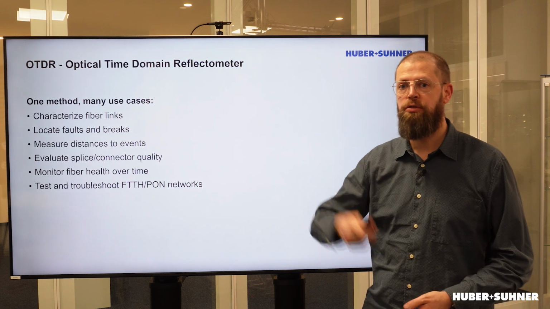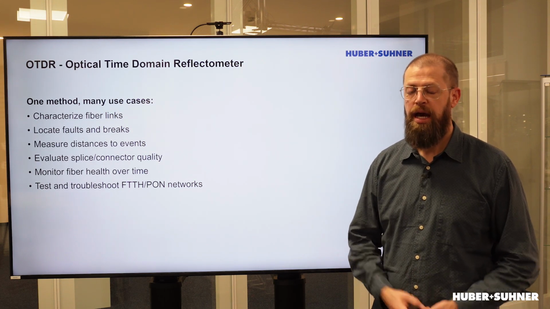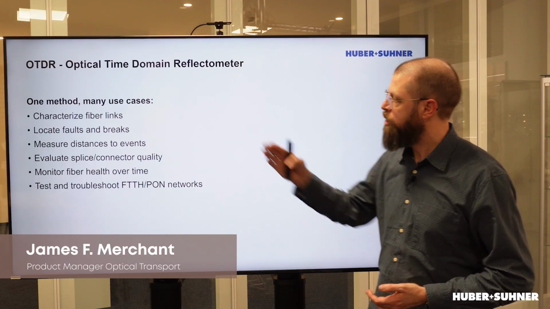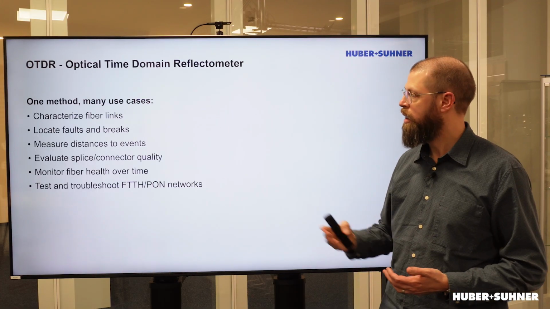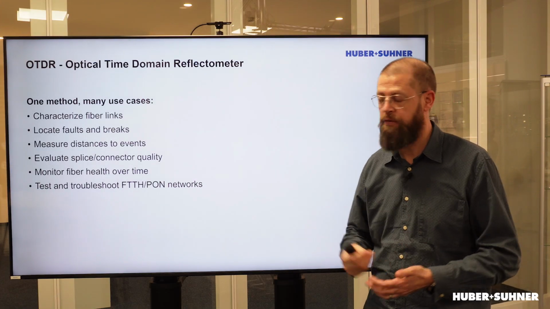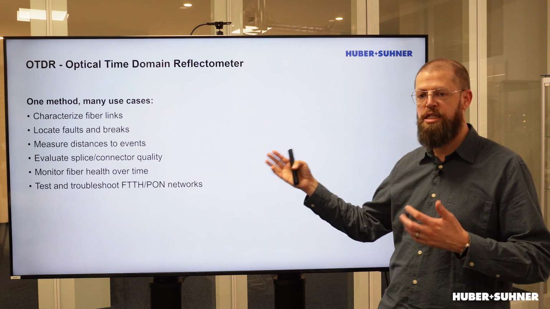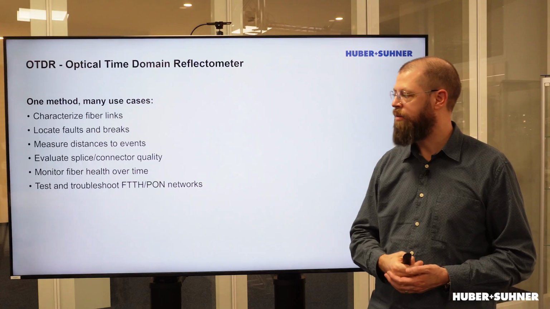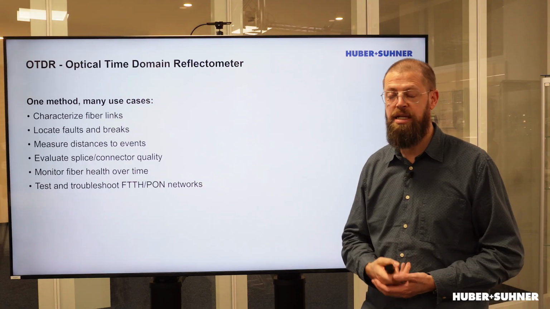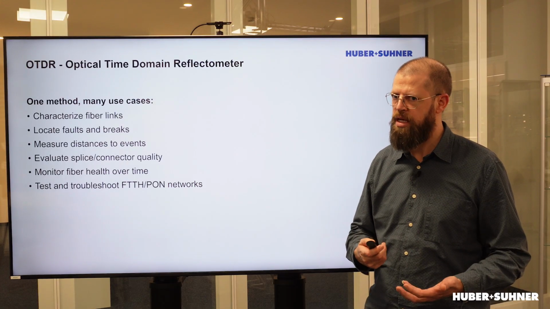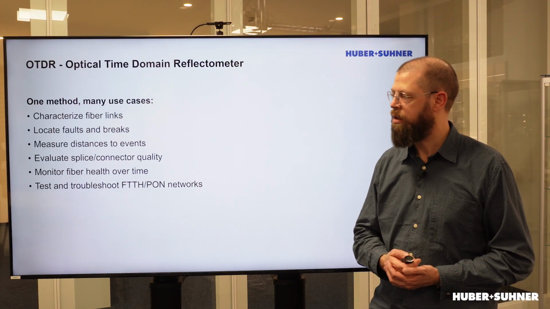OTDR stands for Optical Time Domain Reflectometer, and it's a measurement method that is used for various different applications. You can use it to characterize a new fiber link, locate faults and breaks, or measure distances to events within a fiber. You can use it to evaluate splice and connector quality, and you can also use it to monitor fiber health over time or test and troubleshoot FTTH and PON networks. So the question is, how does an OTDR work?